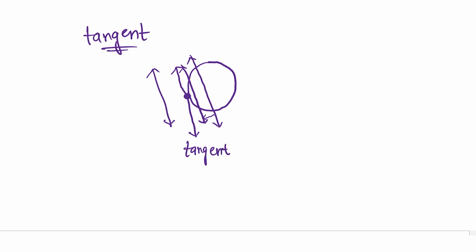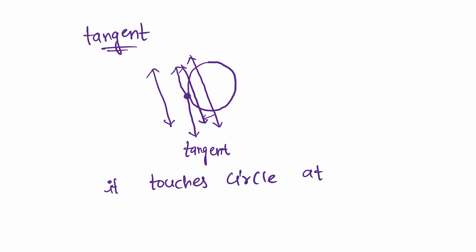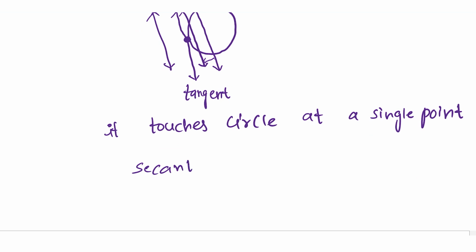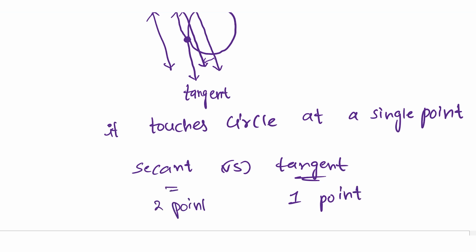So it touches the circle at how many points? One point, at a single point. So what is the difference between a secant and a tangent? The tangent touches at a single point, and a secant passes through two points. Both are lines only, not line segments. So that is the only difference between a secant and a tangent.